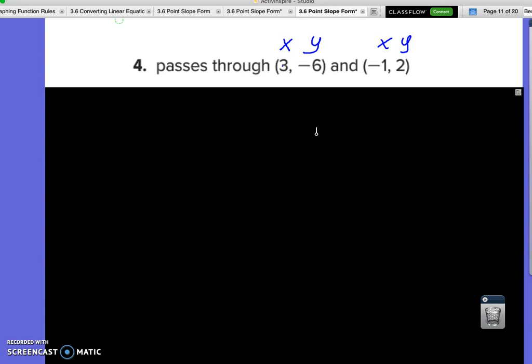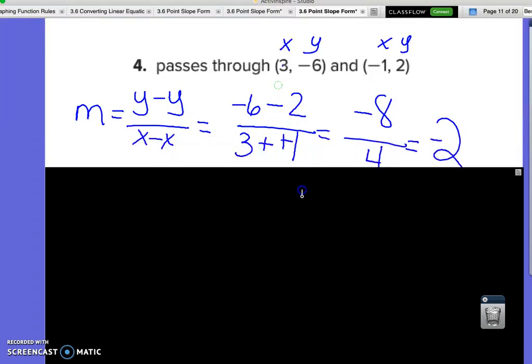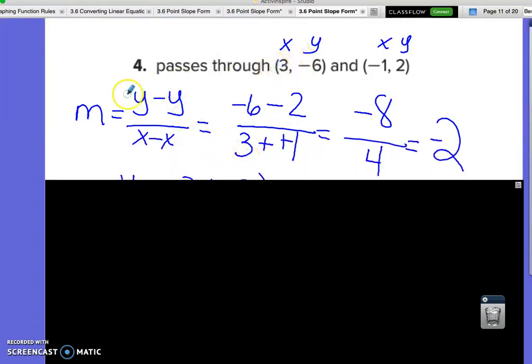Again, point slope form means you need a point and the slope. So we can take either one and use the point, but we need to take both of them and find the slope. So my y's are going to be subtracted on top. So -6 minus 2 becomes a -8. And then on the bottom we have our x's. So 3 minus a negative becomes 3 plus 1, which equals 4. 8 divided by 4 is 2. There's one negative, so it's a negative. So -8 divided by 4 is a -2.